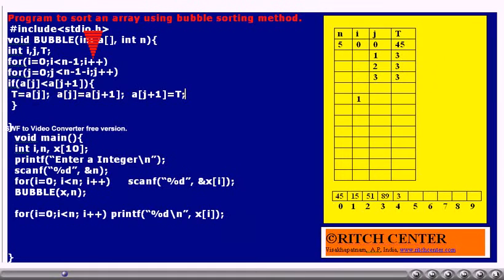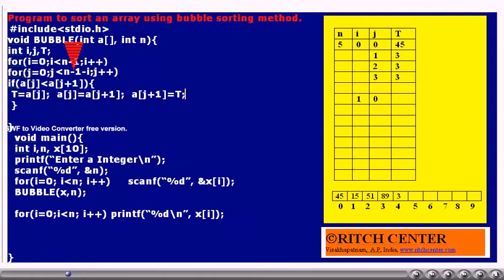By this time, smallest element, that is 3, is seen in the last element of the array. I, is it less than n minus 1? That is 4? Yes. Thus, inner for loop will be executed once more. J value is again initialized to 0. J is compared against n minus 1 minus I.